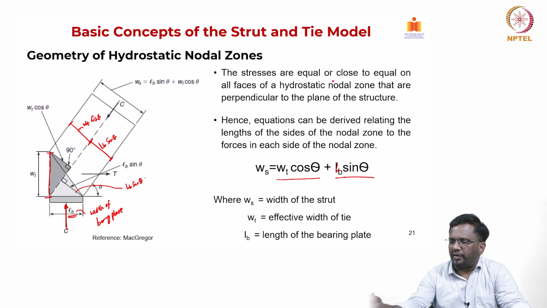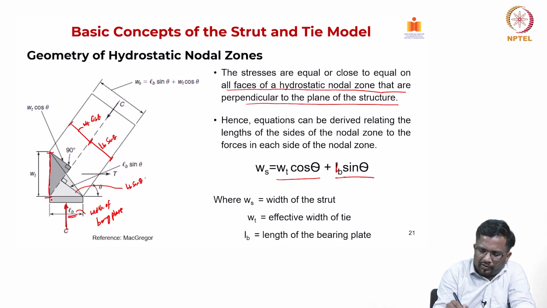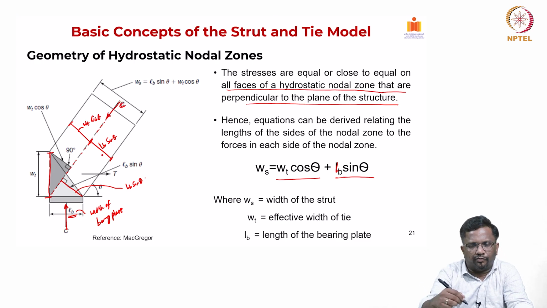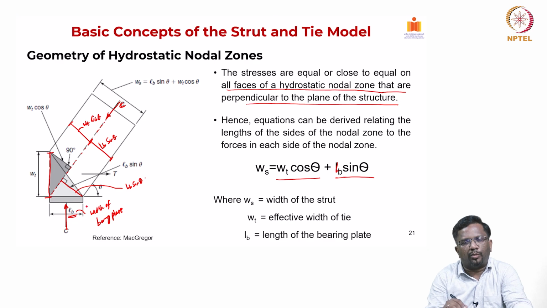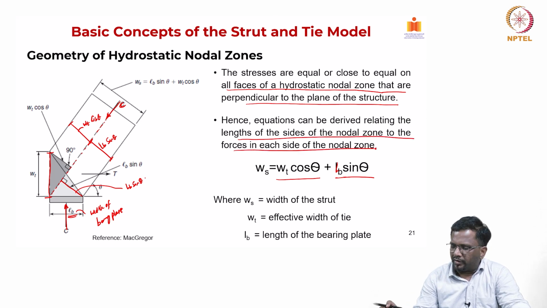The stresses are equal or close to equal on all faces of the hydrostatic nodal zone that are perpendicular to the plane of the structure, right. So, basically if this is LB, now we are trying to get this direction, and this is the center line of your strut, where the C is acting, right. So, we want to measure this width on either side from the geometry and other considerations. The equations can be derived relating the lengths of the sides of the nodal zone to the forces on each side of the nodal zone. So, that is what we are trying to see.